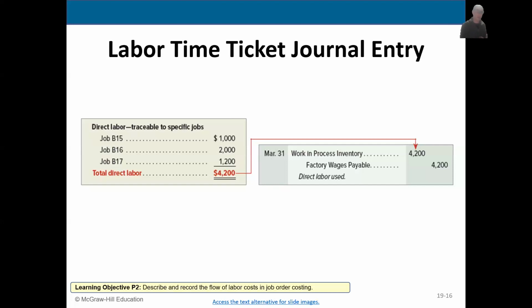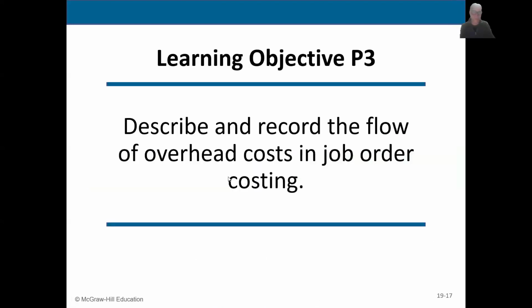So here we have $4,200 worth of direct labor worked during the month of March. And so I need to add that to my work in process inventory balance. I debit work in process inventory 4,200 to increase my work in process inventory balance. And I credit wages payable because obviously I got to pay those employees, right? 4,200. Okay, so that's how direct labor works.